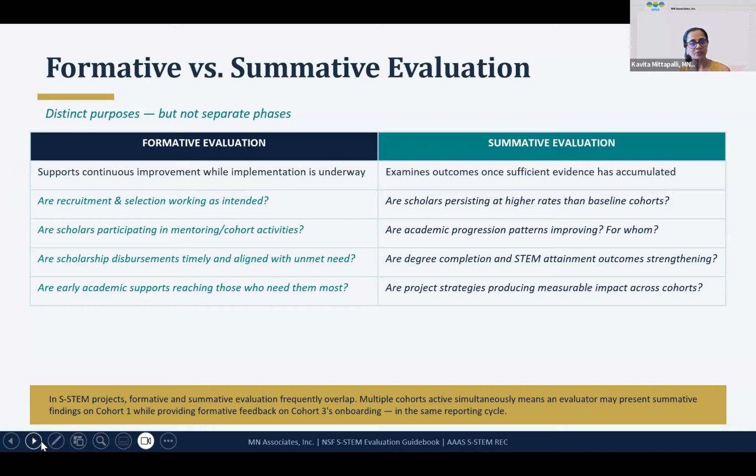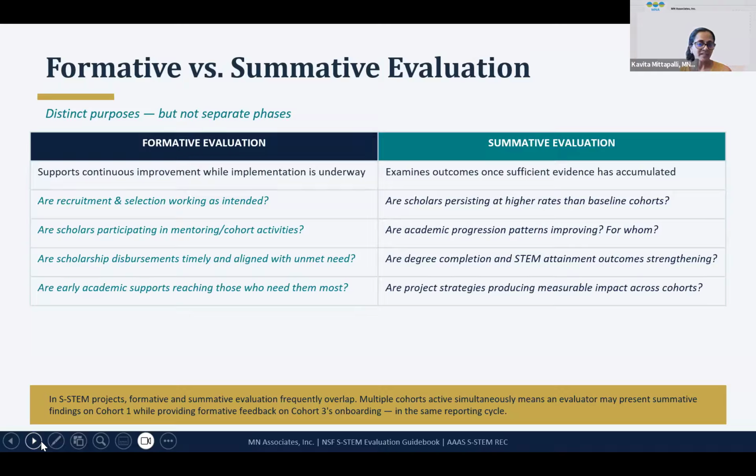While the summative evaluation really asks outcome and impact related questions, once sufficient evidence has accumulated. For instance, to what extent are scholars persisting at higher rates? Are progression patterns improving? If they are, for whom?